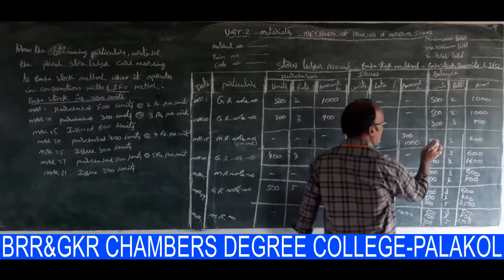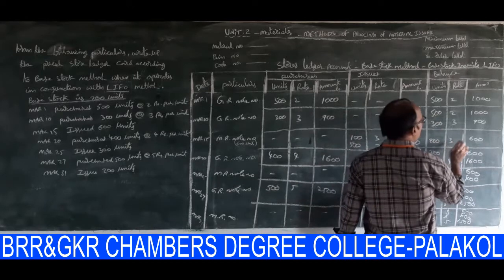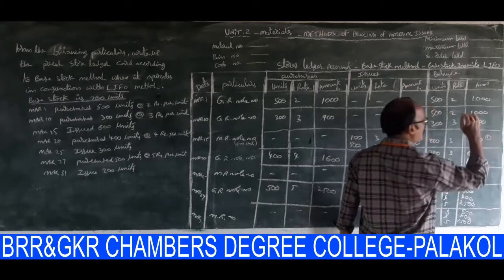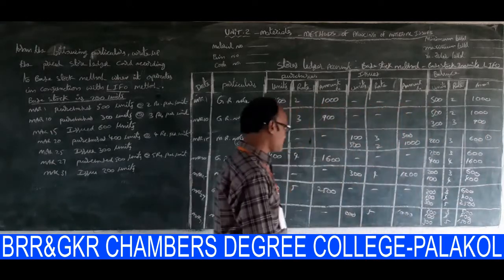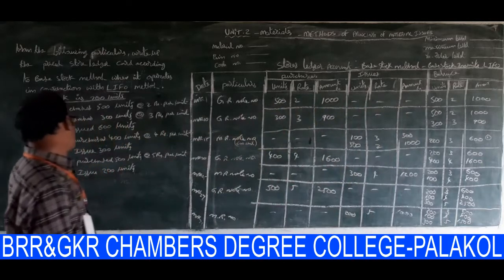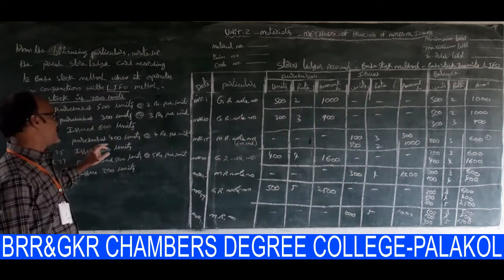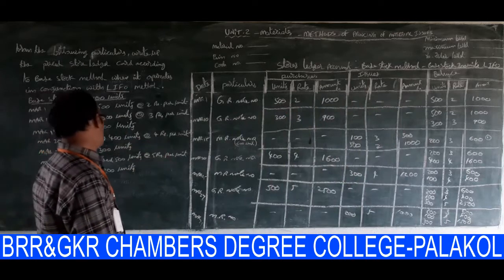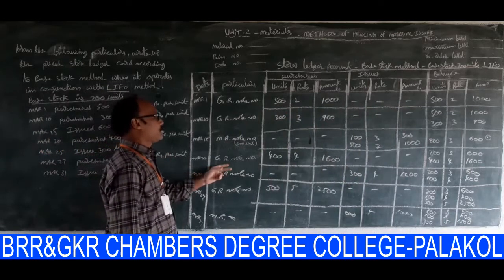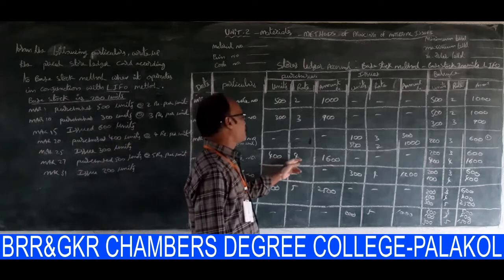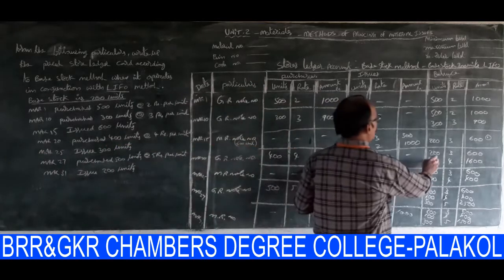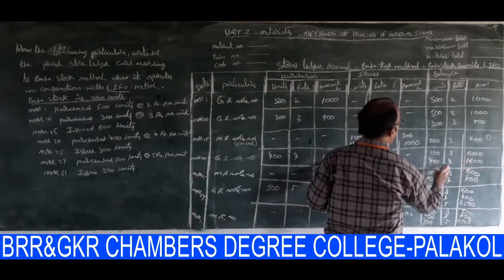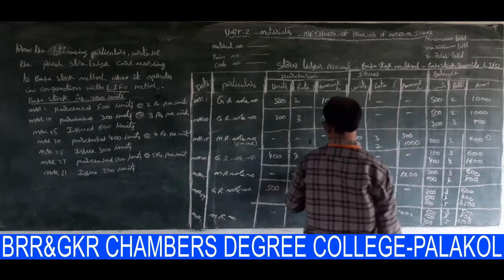So 200 units at the rate of 3 per unit, 600, is to be treated as base stock. Okay, next one, March 20th purchased how many units? 400 units at the rate of 4 rupees per unit. Okay, March 20th GR note number, 400 units at 4 rupees, 1600. So 200 units at 3 rupees, 600, 400 units at 4 rupees, 1600.